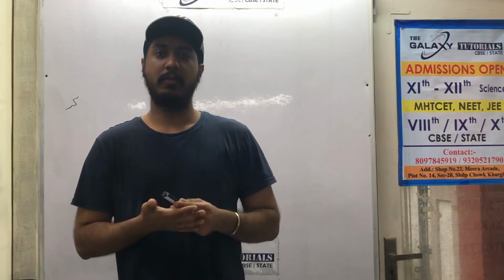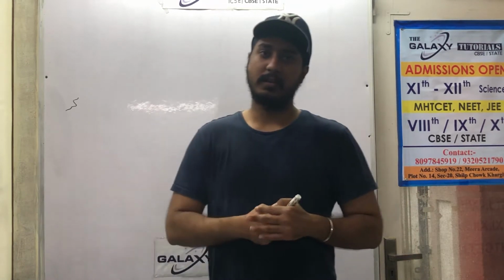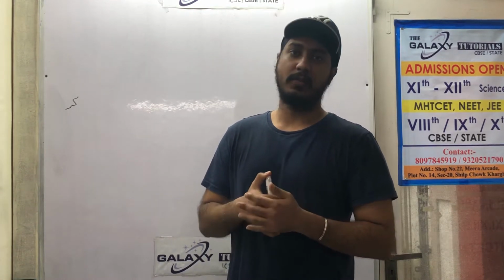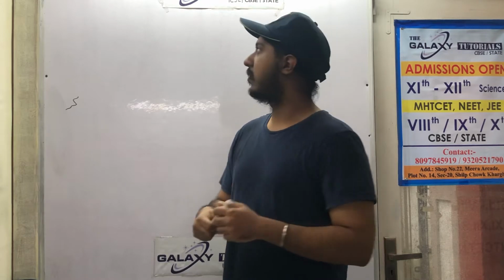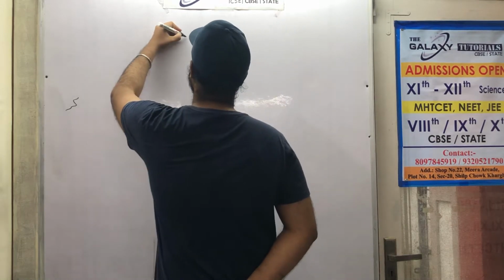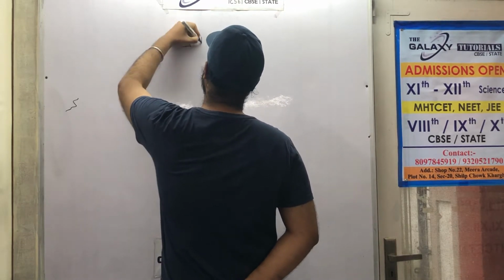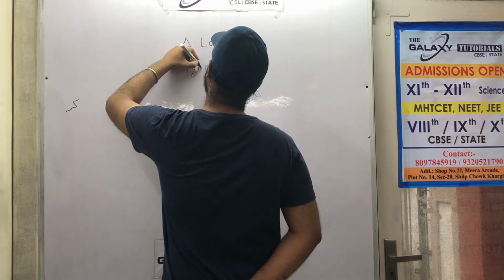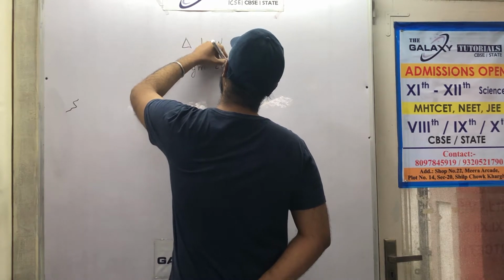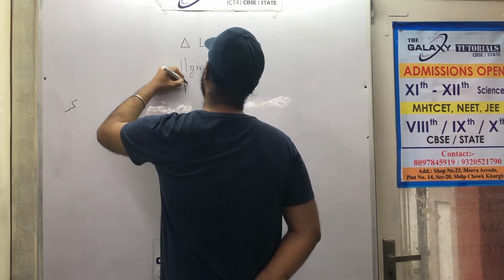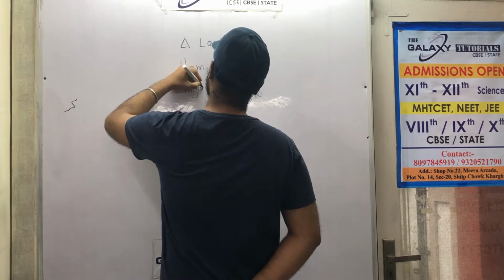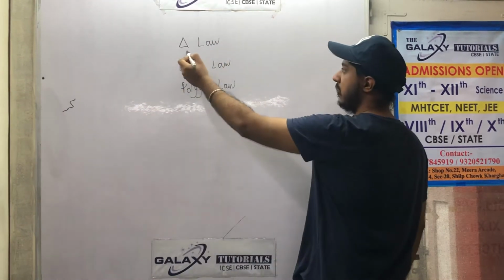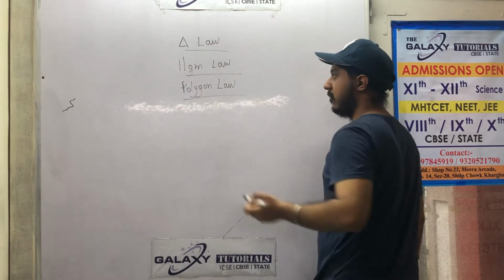So today we are going to continue from the last class. In the last class we saw different methods of addition of vectors. I told you there are three laws basically. First one is triangle law, second is parallelogram law, and the third one is polygon law. So these three are the laws that are used for vector addition.